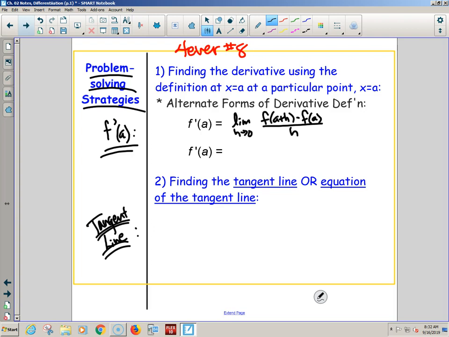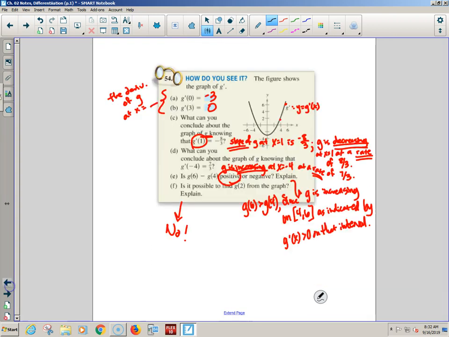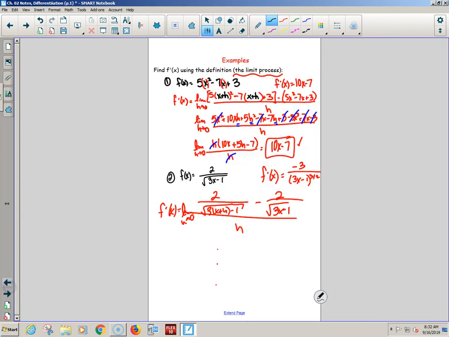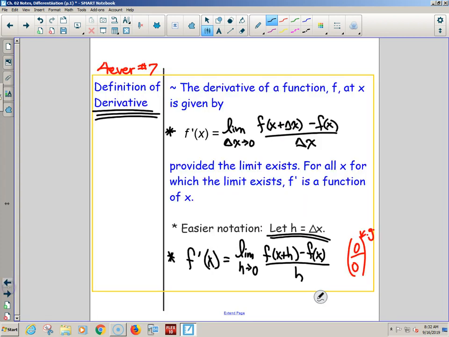But look at this one. Whoa! Everything changed. But wait, there's more. Well, maybe there's a little bit more. But isn't it still a change in y's and a change in x's? Isn't h really delta x? Yeah. So it'd be a subtraction of x's and a subtraction of y's. So it still fits. It just works a little differently.